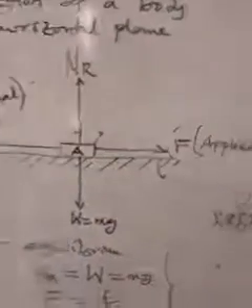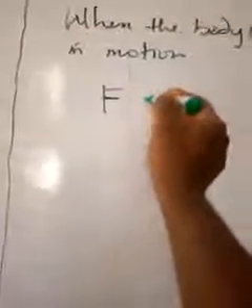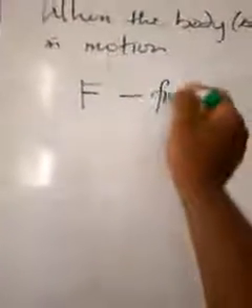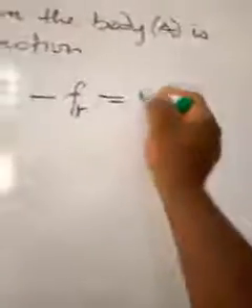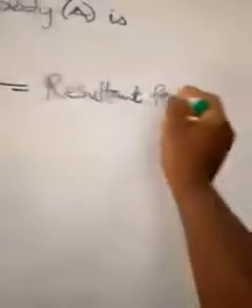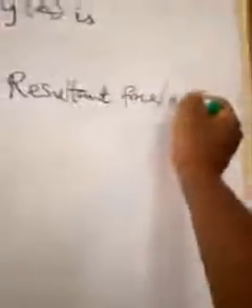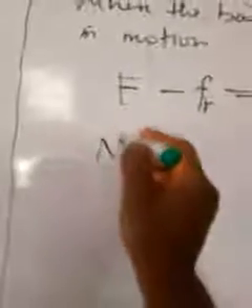The same thing is applicable here. So now look at it. When the body is in motion, we now have the applied force. Since it is greater than the frictional force, it will now be the applied force minus the frictional force, which is equal to the resultant force. Resultant force can also be called net force.